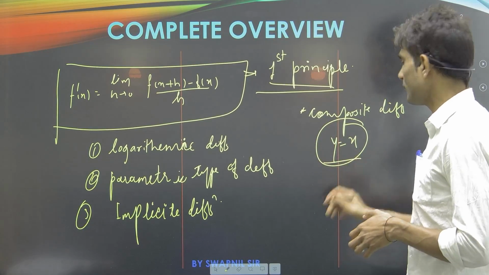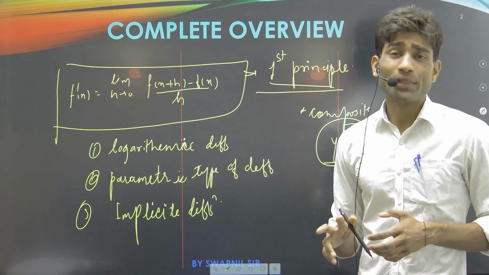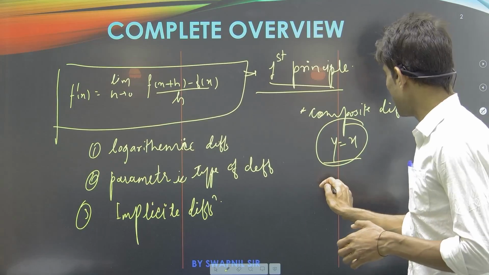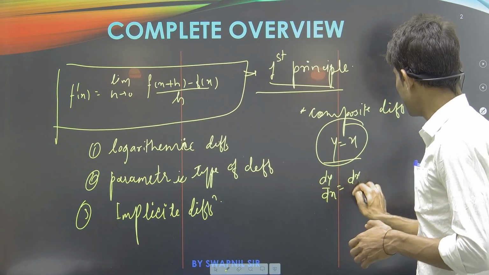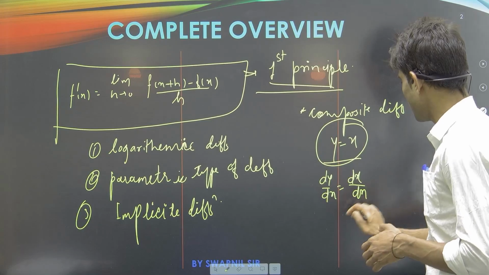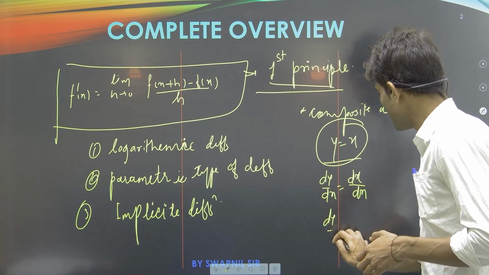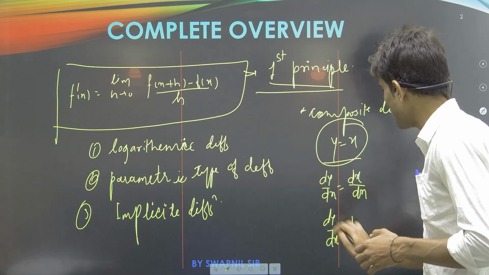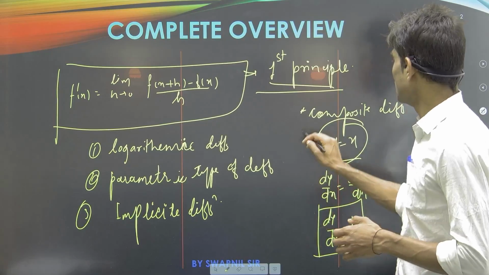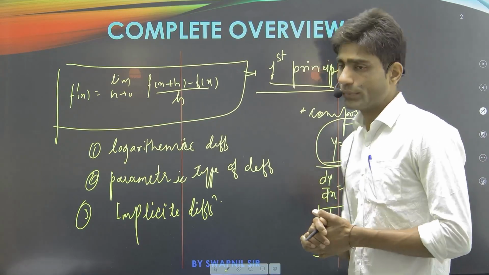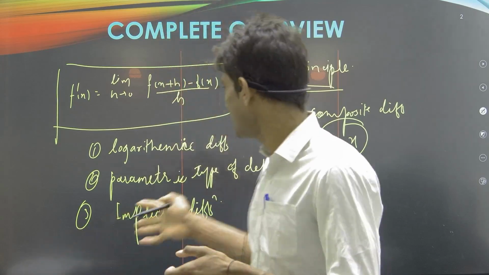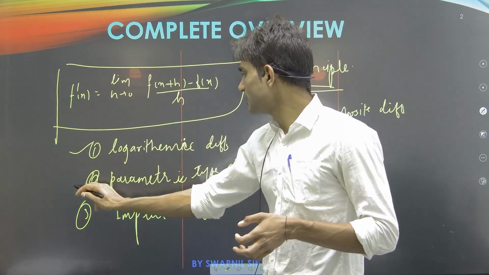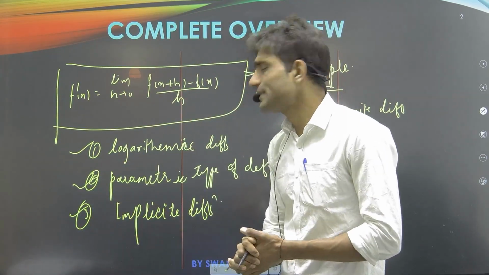For finding the differentiation, we differentiate our function with respect to x. So we get dy by dx, which is equal to the differentiation of x with respect to x, so we get 1 here. So dy by dx is equal to 1. This is the differentiation of y equal to x. This type of differentiation we are going to learn in logarithmic, parametric, and implicit differentiation.